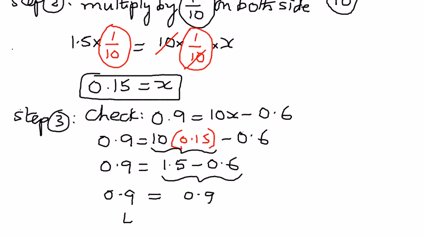Therefore the value on the left hand side is equal to the value on the right hand side, and this only goes to prove that the value we have obtained for x, equal to 0.15, is exactly correct. We have used the addition property and the multiplication property to solve this linear equation, which is of the form ax plus b is equal to c.